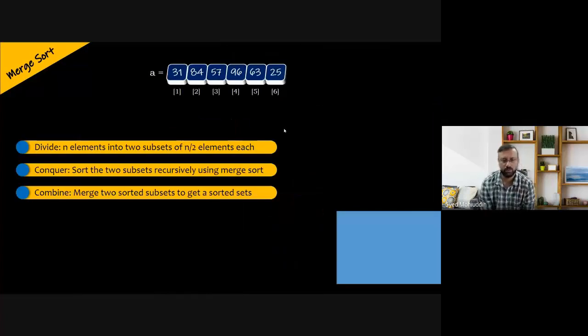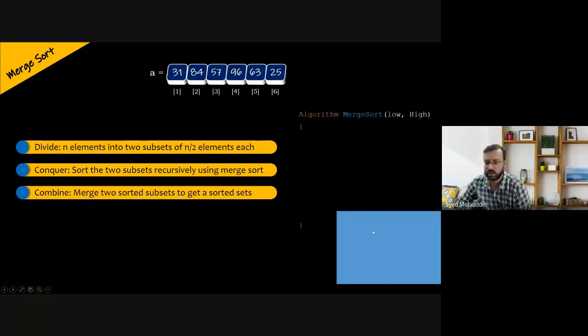Now comes the next part, merge sort itself. We have seen how to combine, merge. Now let us look at the merge sort. Merge sort is a very simple algorithm. Merge sort takes two parameters, low and high. Initially low will be index 1, and high will be index n.